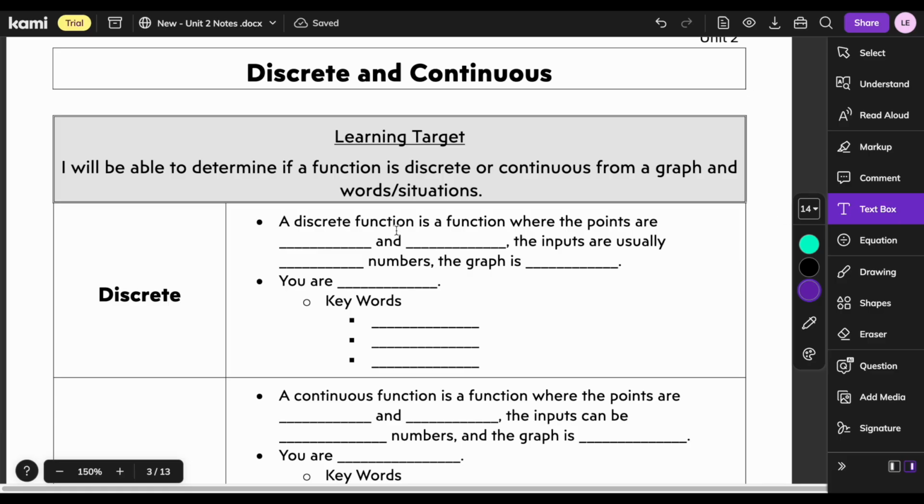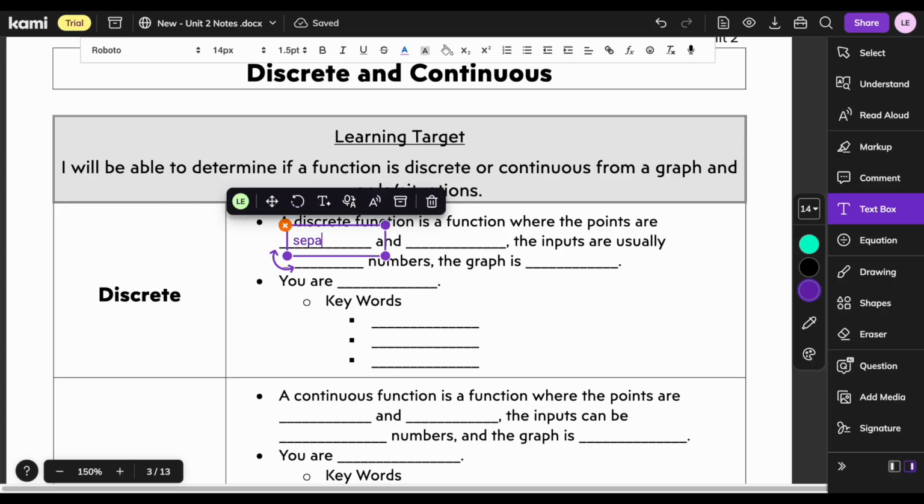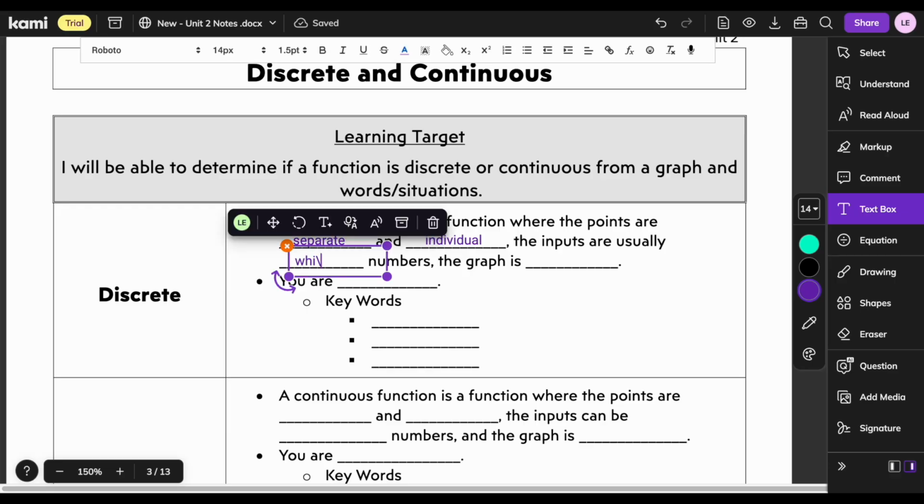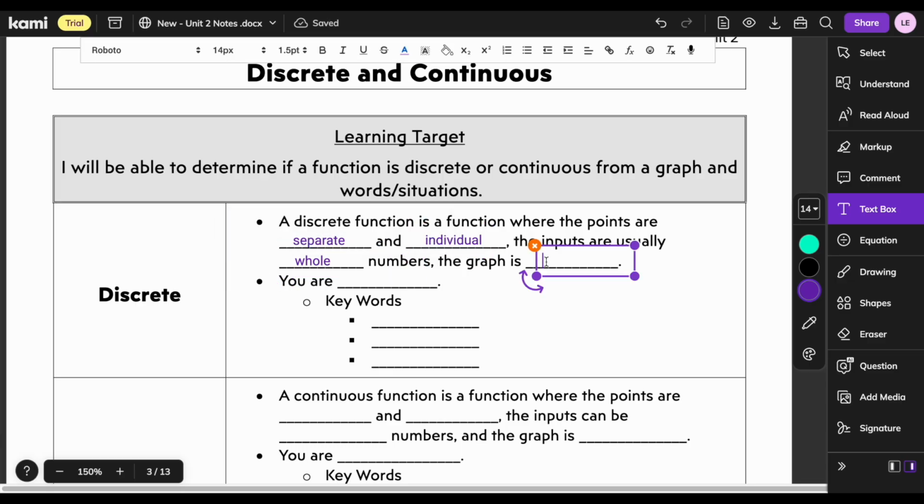A discrete function, first we're going to start with vocab. A discrete function is a function where the points are separate and individual. The inputs are usually whole numbers. And the graph is not connected. Think of it just as dots kind of all throughout the graph.